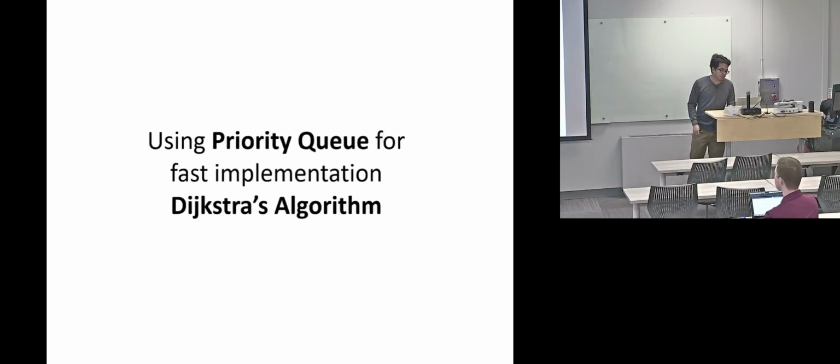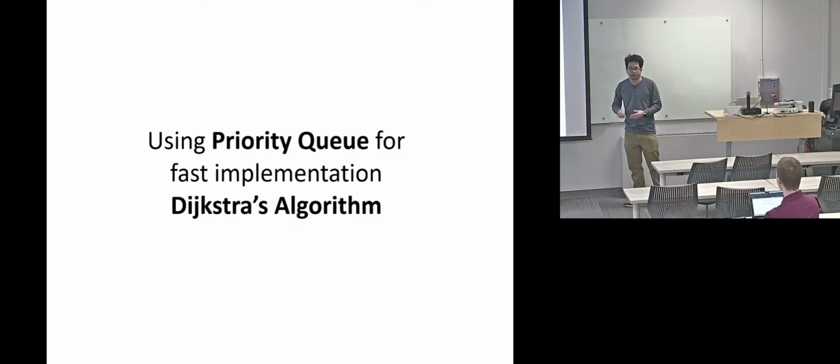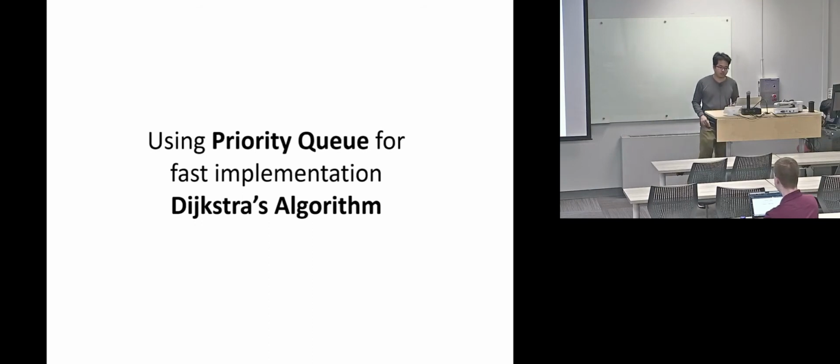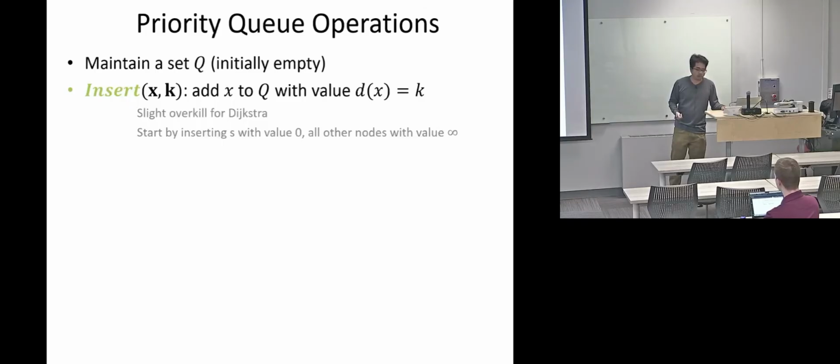Okay, so now let's think about how fast this algorithm is. We're just going to use a priority queue or heap for implementing this one. A priority queue is just a data structure, like an API that has some functions for you, and you can call each of the functions that it provides. What functions does it have?